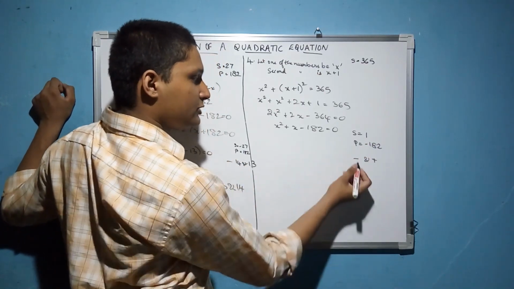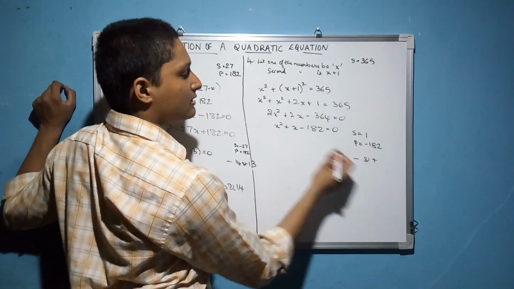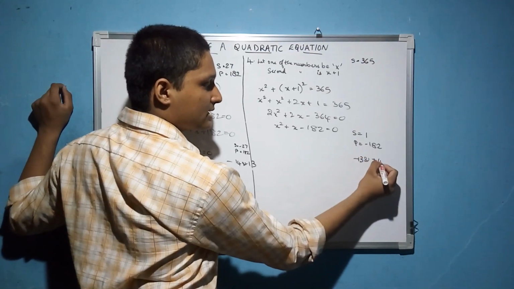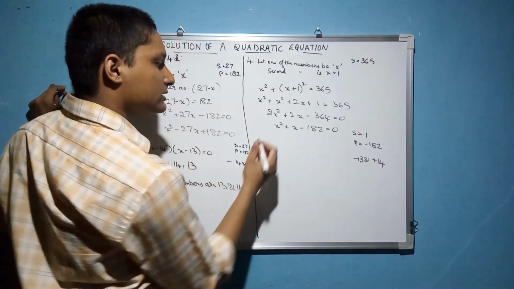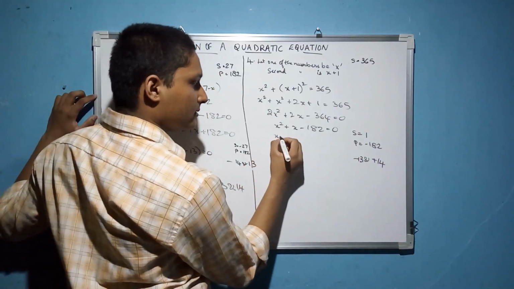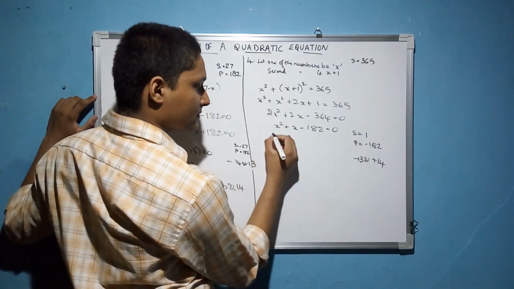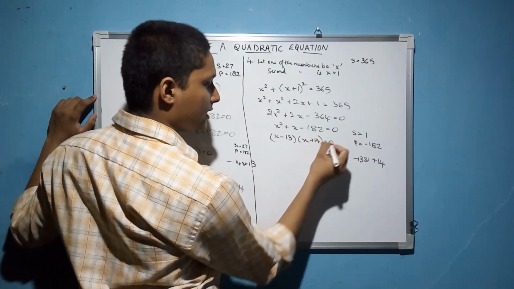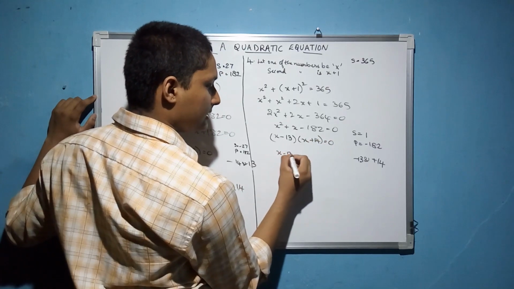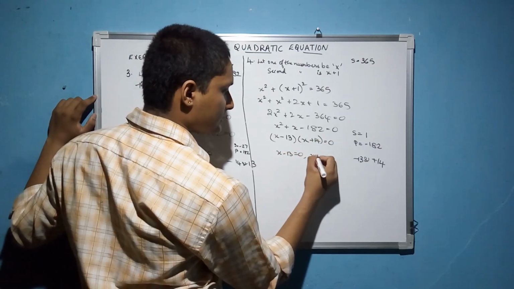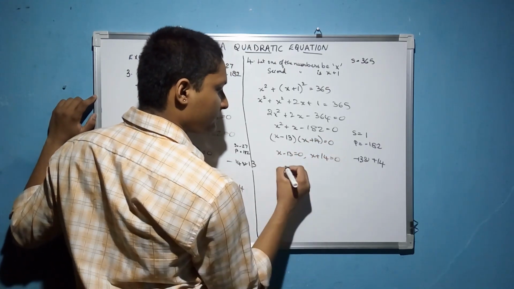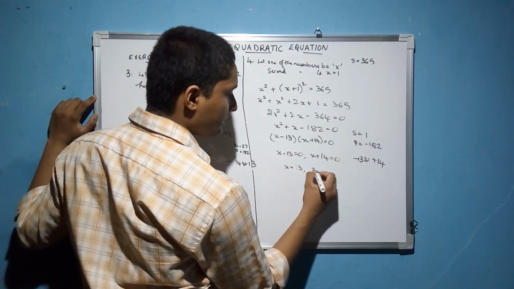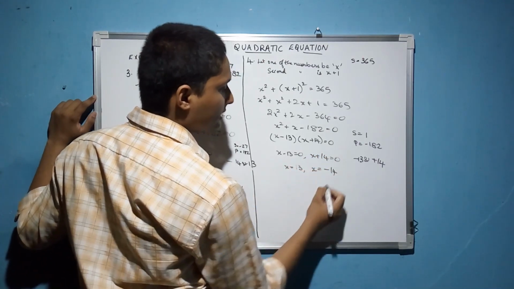Which one should be negative? The smaller one, because the sum is positive. Therefore it is minus 13 and plus 14. So it is going to be x minus 13 into x plus 14 is equal to 0. x minus 13 is equal to 0, x plus 14 is equal to 0. x is equal to 13 and x is equal to minus 14.